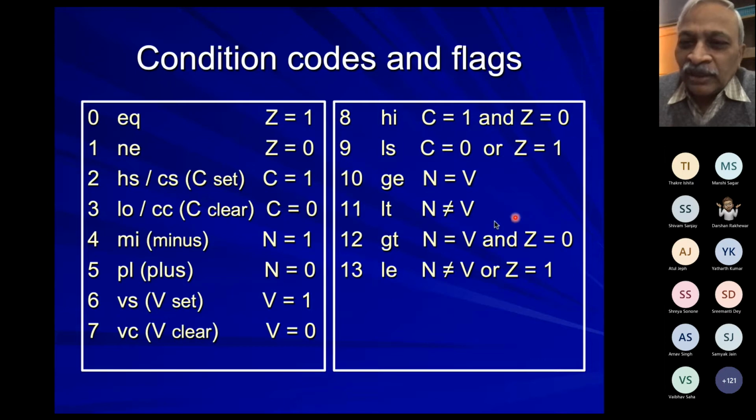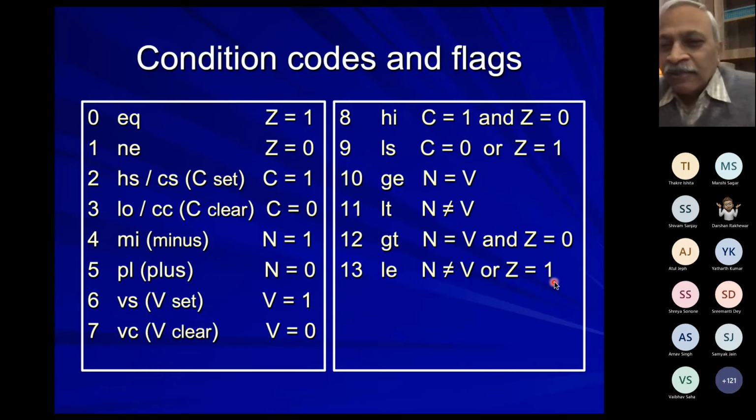Here we are excluding the case when the two are equal by insisting that Z is 0. And here we are saying either this or this. So Z equal to 1, which means the result is 0, or it corresponds to less than. So less than or equal to means either less or 0.